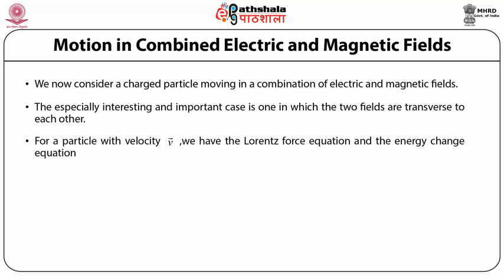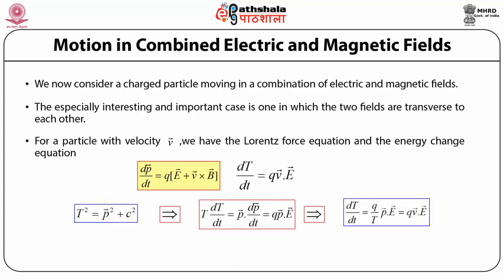For a particle with velocity v, we have the Lorentz force equation and the energy change equation, that is dp/dt equals q into (E plus v cross B) and dT/dt equals q v dot E. The second equation follows from the relation between energy and momentum, that is T squared equals p squared c squared plus m squared c to the fourth, which implies T dT/dt equals p dot dp/dt equals q p dot E, which implies dT/dt equals q by T p dot E.